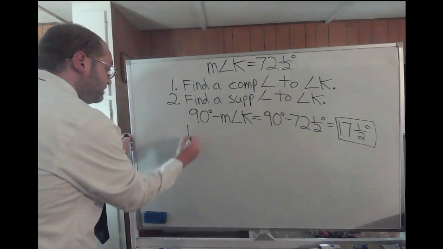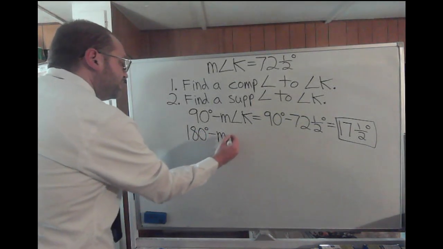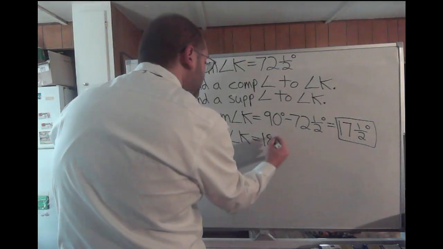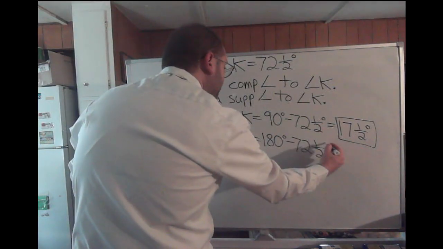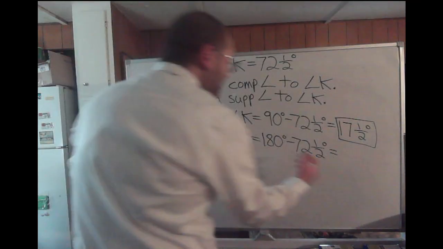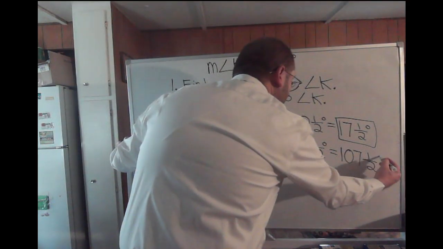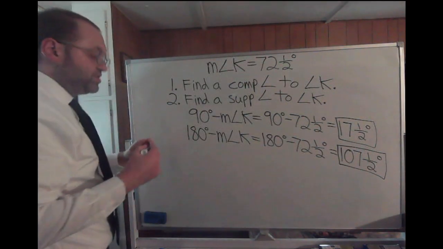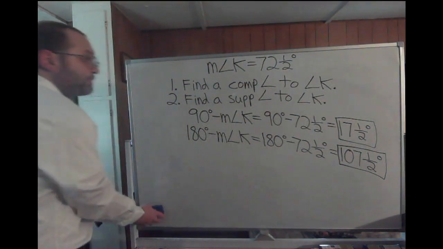Now let's find the supplement. You'll just take that 72.5 away from 180. So it's going to be 180 degrees minus the measure of angle K, which would equal 180 degrees minus 72.5 degrees, which would then equal 107.5 degrees. So the supplement to angle K would be 107.5 degrees. All right.